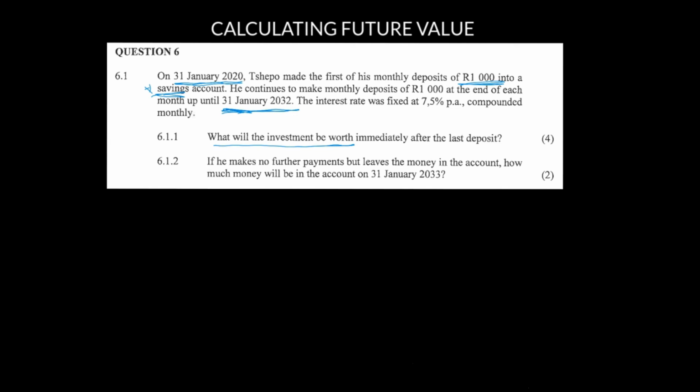Okay, so in 6.1.2, we have to grow the money in his account using A equals P(1 plus i) to the power of n, because there are no more payments taking place. The amount of money that's in his account is what we worked out in 6.1.1. That's our R234,888.53.